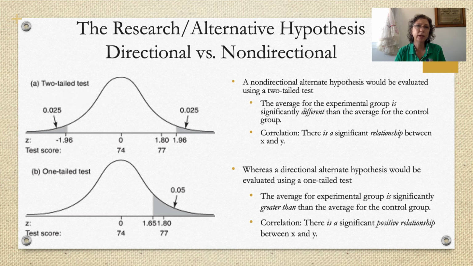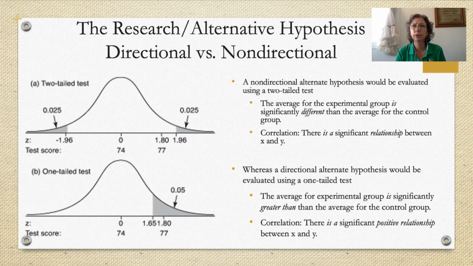That means that the 0.05, that p less than 0.05, that critical value space, is split up between both sides. The test estimate could be in this little tail or this little tail to be considered a significant test estimate. But anywhere in the middle would mean that it's not a significant test estimate. And that's if we were saying the average for the experimental group is significantly different than the average for the control group. Again, not saying which one's going to be higher or lower.